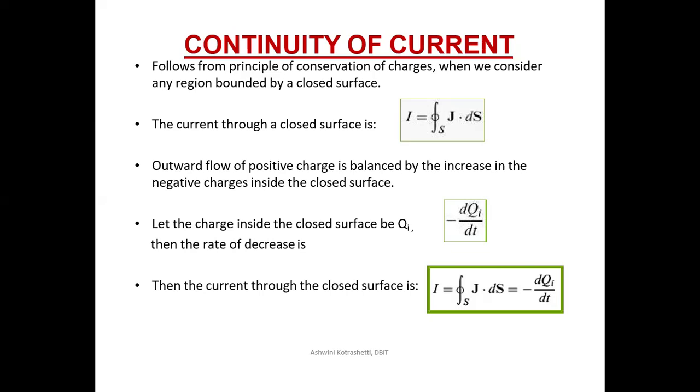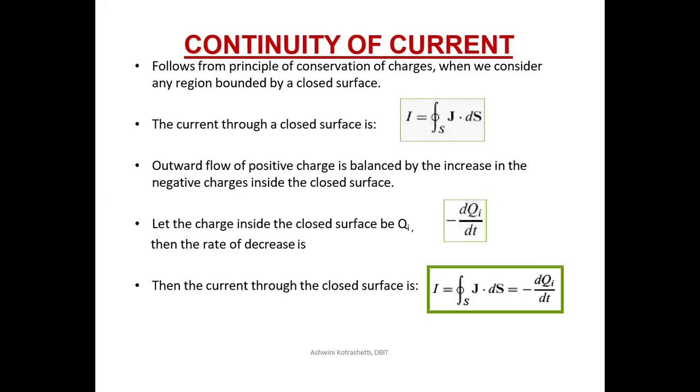So you can see here that the rate of flow of charge, which is called current, that is dq by dt, is shown here with a minus sign. Why minus sign? Because it relates to the rate of decrease. So the charge inside the closed surface, which is q, okay, when it is flowing out, it causes the decrease of the charge at a certain rate. That's why you have the minus sign.